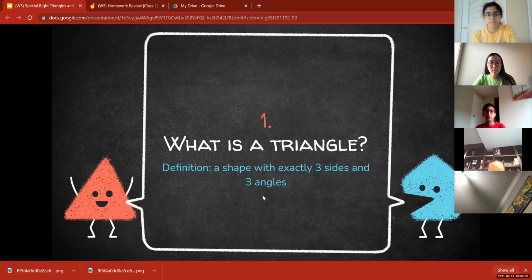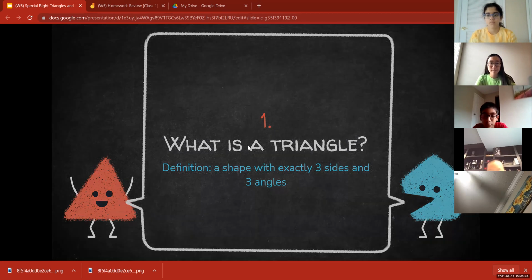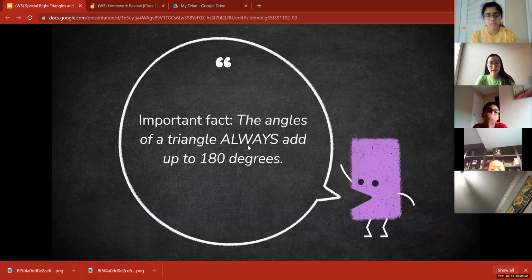Okay, so what is a triangle? Well, the definition of a triangle is a shape that has exactly 3 sides and 3 angles. Something important to remember about a triangle is that the angles inside it always add up to 180 degrees, no matter what. Any triangle, the angles would add up to 180 degrees. And if you don't know that, you should write it down.